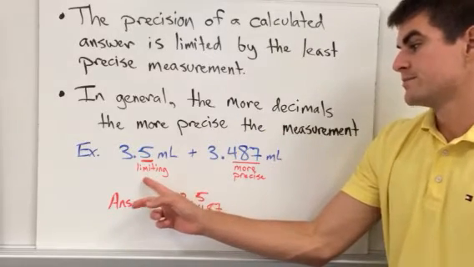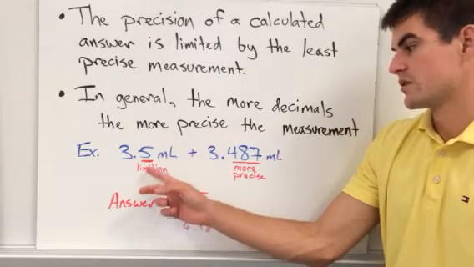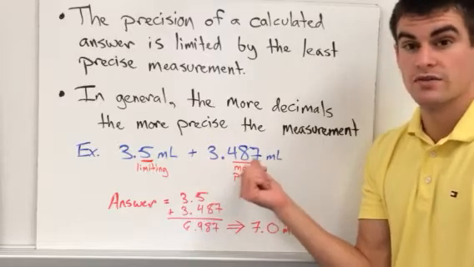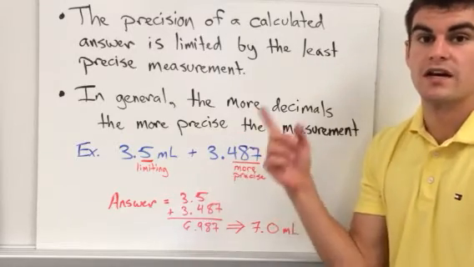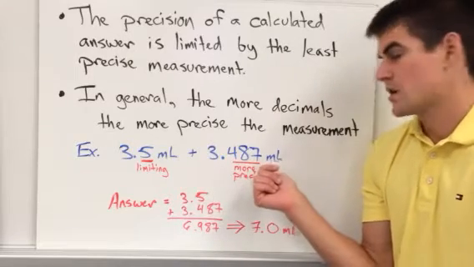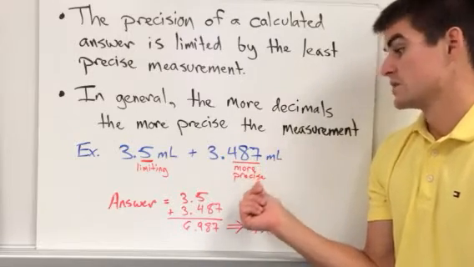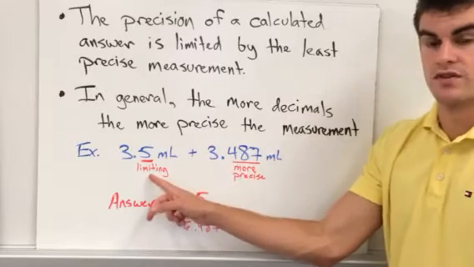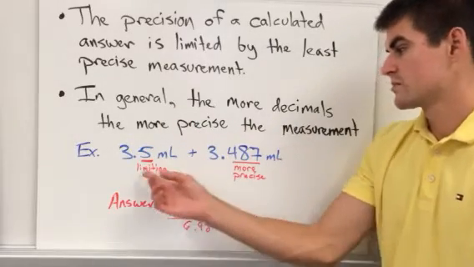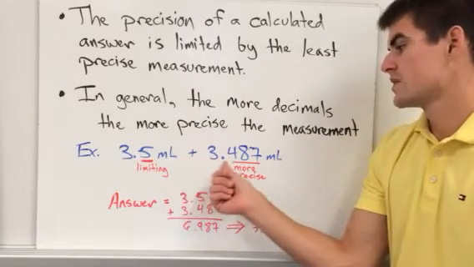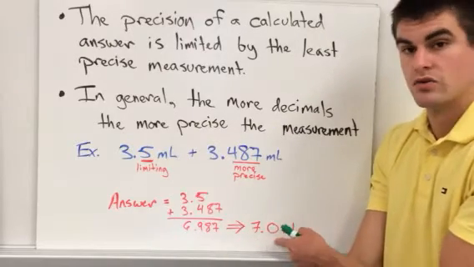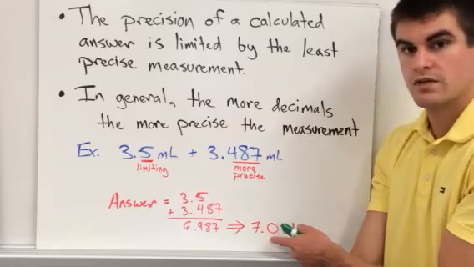Example, if I measure using one graduated cylinder 3.5 milliliters, and then we measure using something else, maybe a graduated cylinder that had a lot more graduations in between, that gave us a couple more decimal places. This one's definitely more precise, so this one is our limiting. This one limits our answer. Again, we've done this problem before, 3.5 plus this, fewest decimal places here. So when I report my answer, I can only report one decimal place.